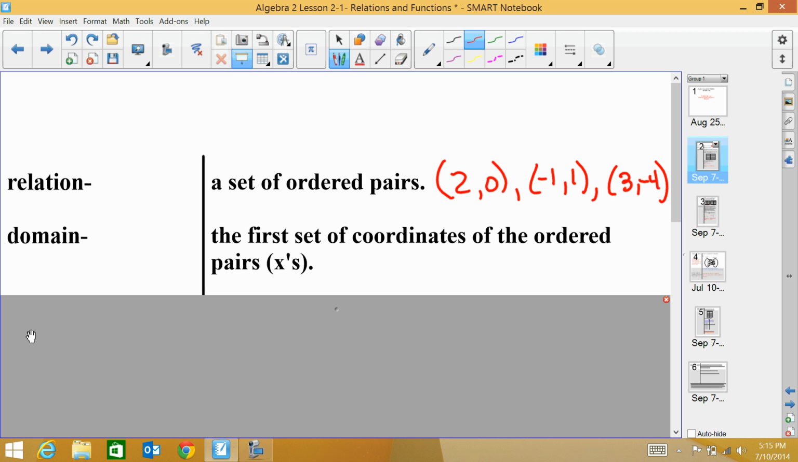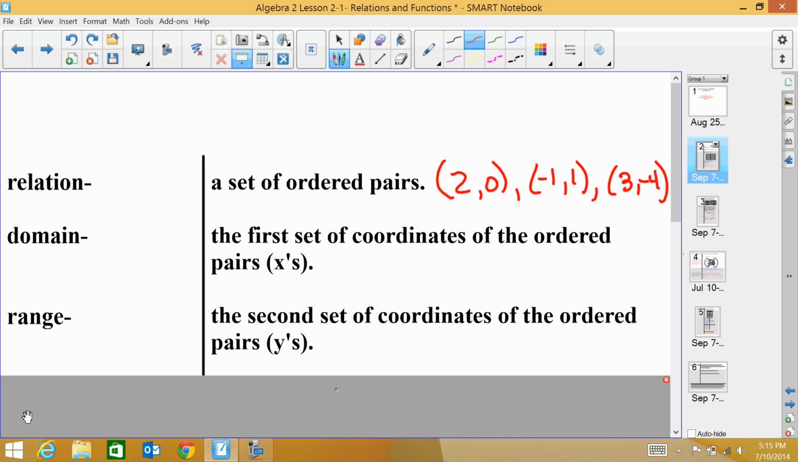Now the domain is the first set of coordinates, which is like the x values. So in this case, we have 2, -1, and 3 in our domain. And the range is the second set of coordinates, which are the y values. So we would have 0, 1, -4 making up our range.